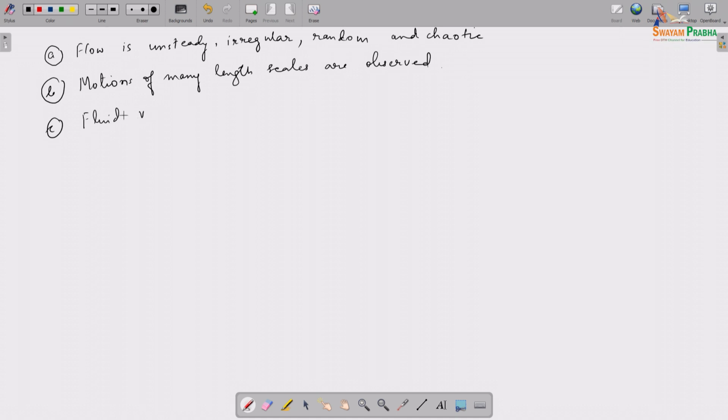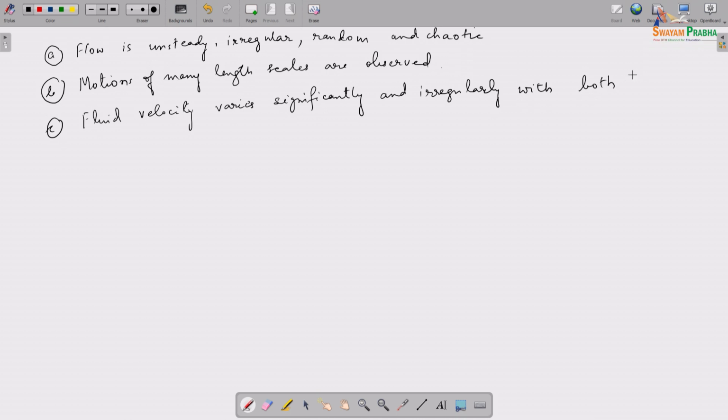Now, fluid velocity varies significantly and irregularly with space and time.